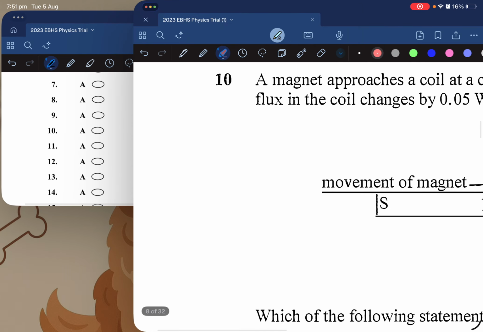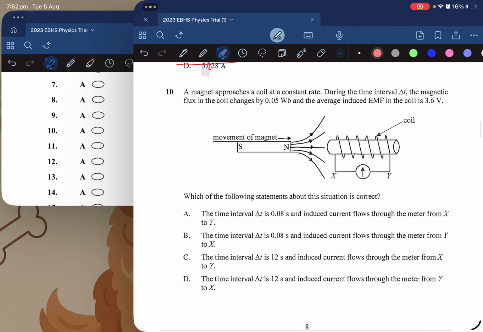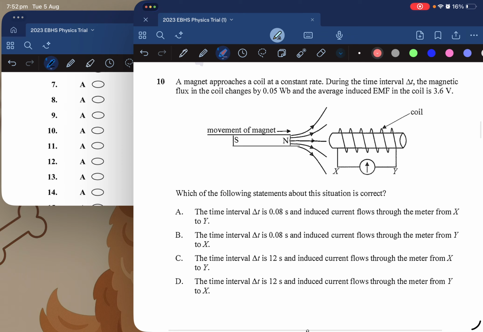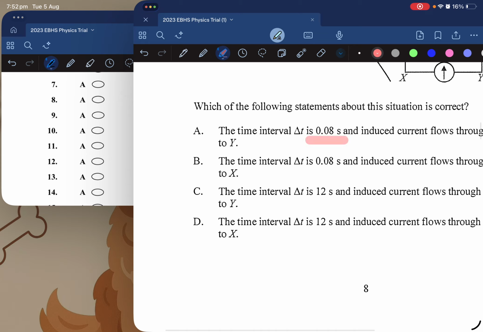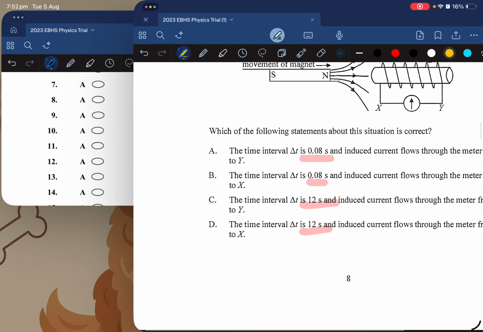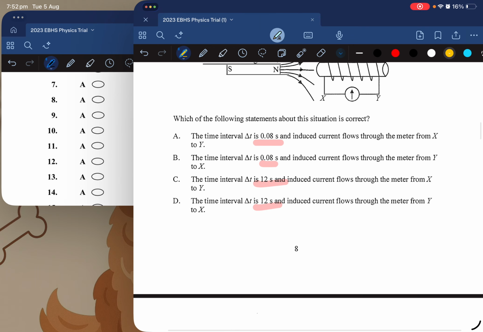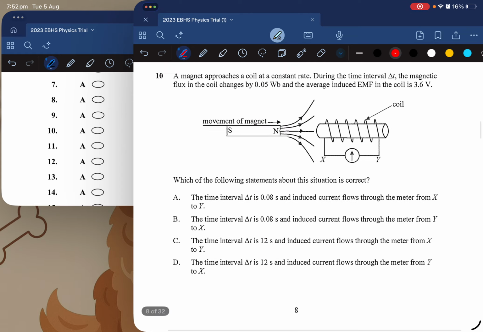Nice. Now let's do question 10. Question 10 is kind of interesting, and I've realized that this video has been going on for a while, so I'm going to speed this process up, because in the exam, realistically, you don't have this much time. So spot it quickly. Okay, 0.8, 0.8, 12, 12. Interesting. Then x to y, y to x, x to y, y to x. Okay, they've done a good job of balancing out the options. I have to give it to them.